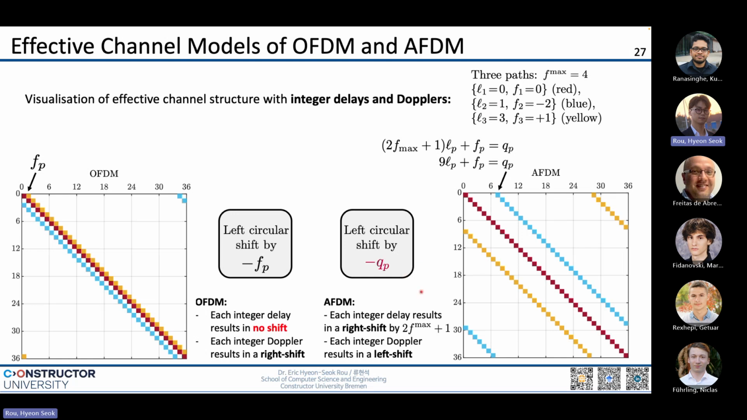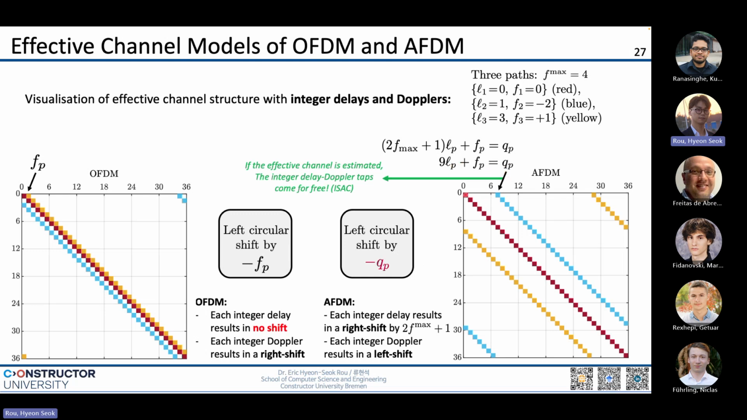And this is what the effect of AFDM does. And one thing that you can clearly see from here is that because all of the delayed Doppler paths are uniquely lying on different diagonals, one can extract, so kind of reverse engineer, these L and F factors from Q to get the integer Doppler and delay factor.